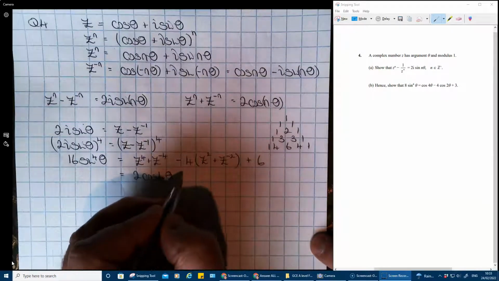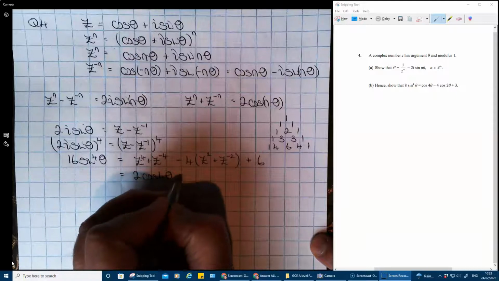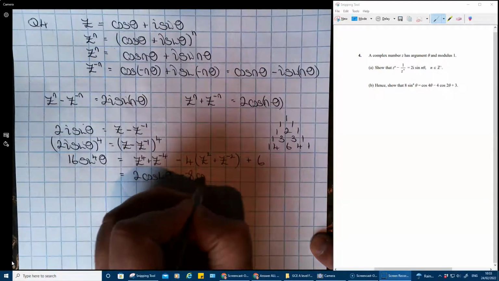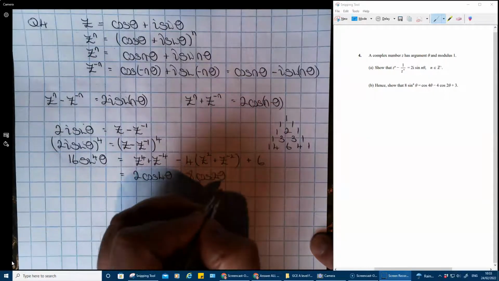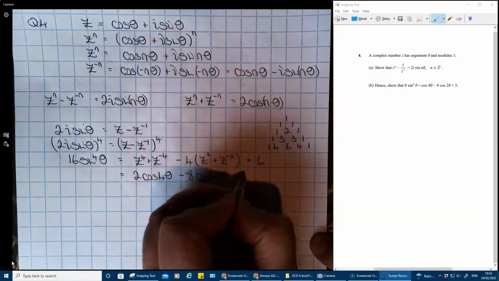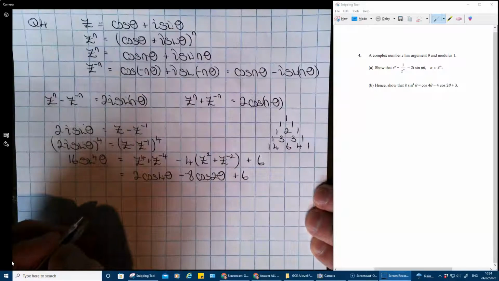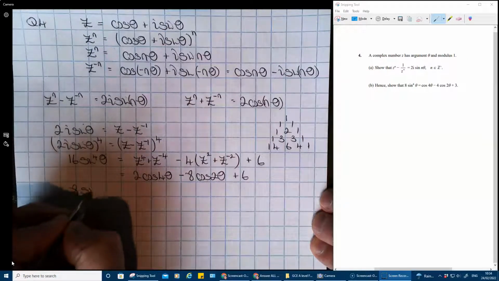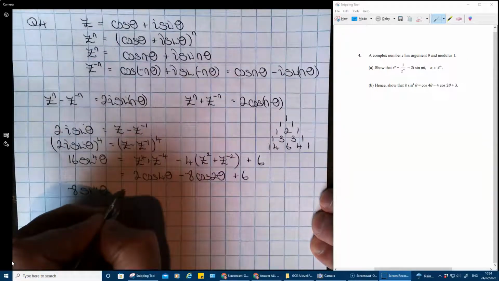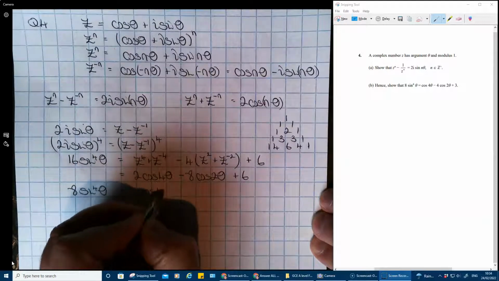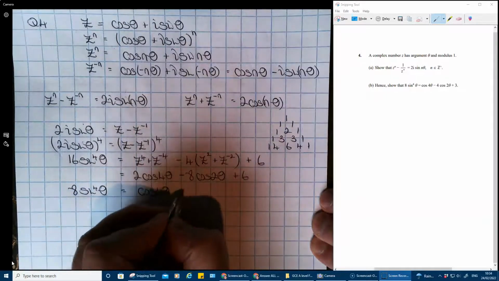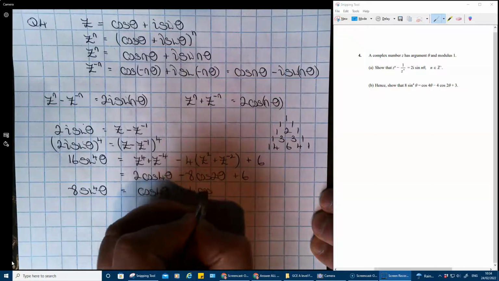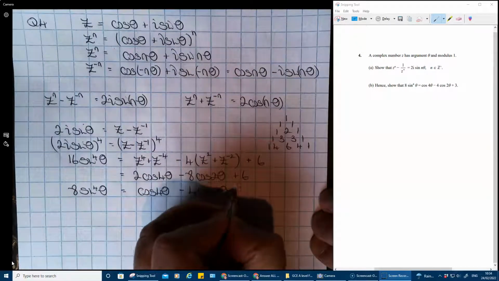So I get minus 8 cos 2 theta. And finally I get plus 6. And I'm trying to show that 8 sine to the 4 theta, so half everything, 8 sine to the 4 theta is cos 4 theta, take away 4 cos 2 theta plus 3.